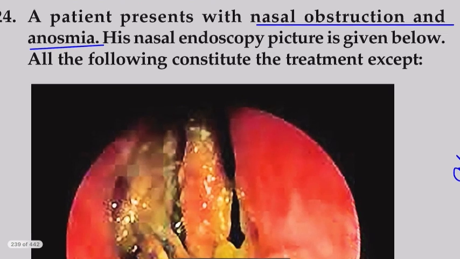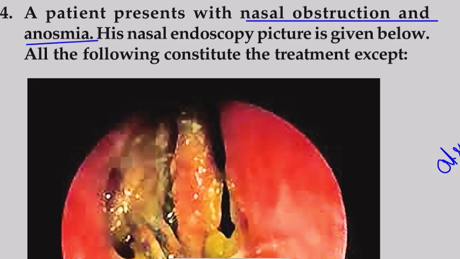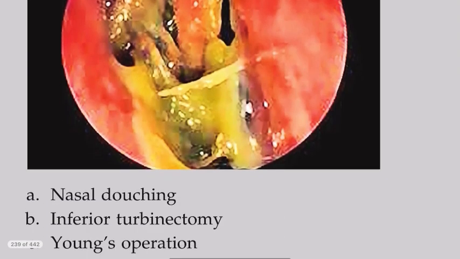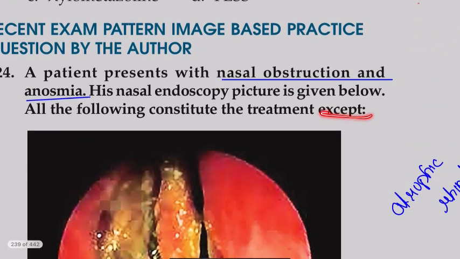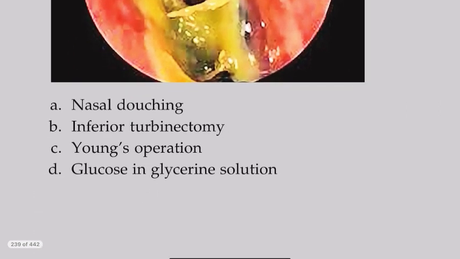Now the patient presents with nasal obstruction and anosmia, and the nasal endoscopy picture is seen below. The following constitute the treatment except. There is nasal obstruction and anosmia. So here, which of the following is not the treatment? It is the case of atrophic rhinitis.